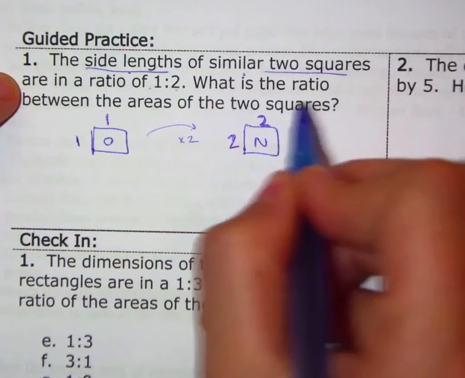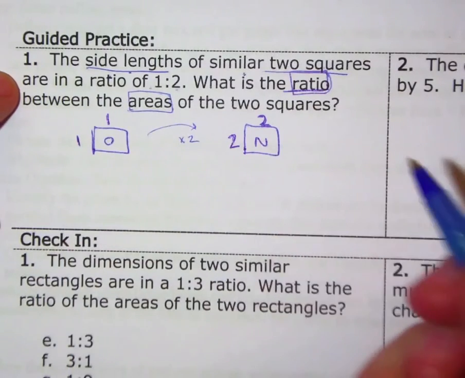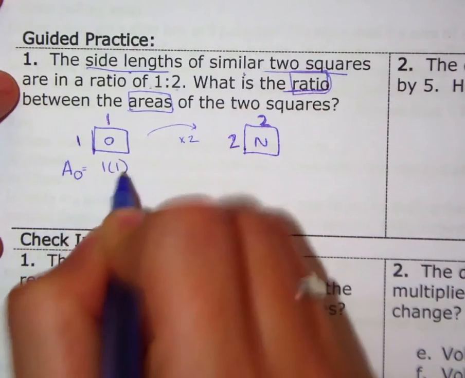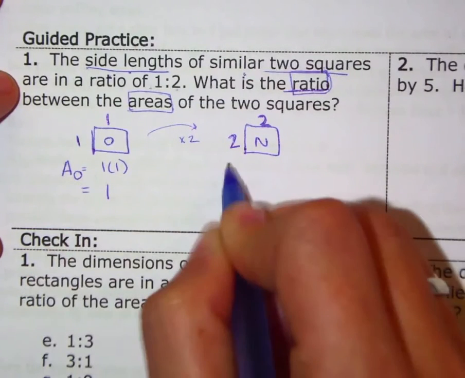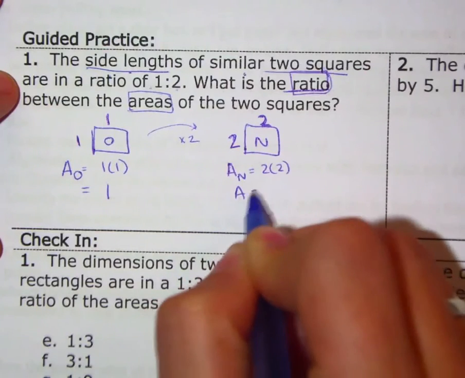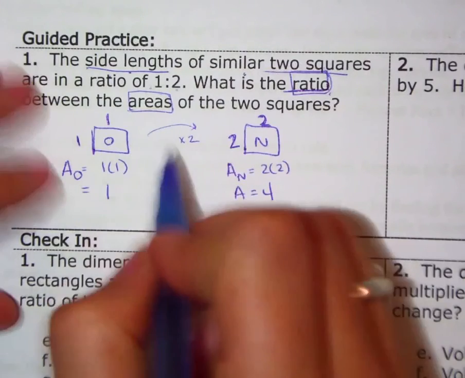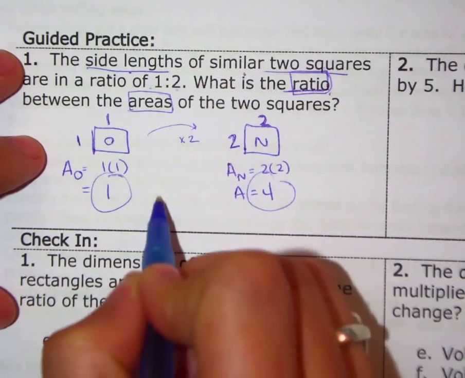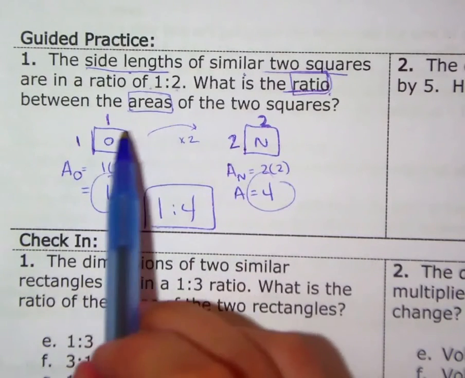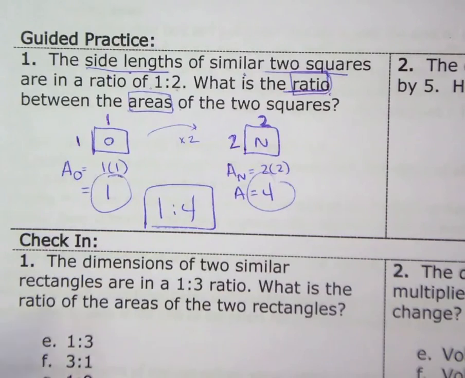What is the ratio between the areas of the 2 squares? So let's find the area of the old one. It's 1 times 1, which is 1. Let's find the area of the new one, 2 times 2, which is 4. So the ratio of the areas is 1 to 4. Again, I just created an example and found what they were asking for.